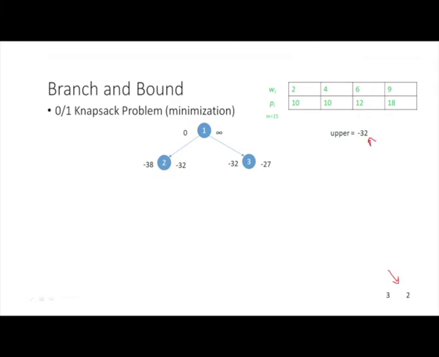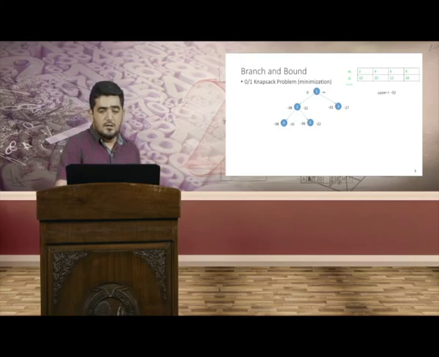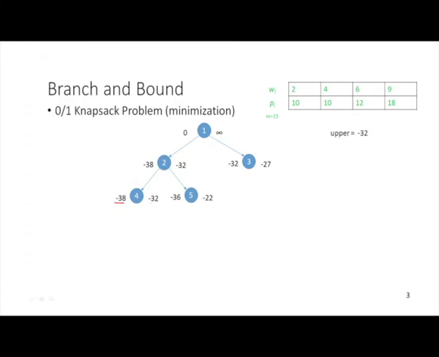We are getting minus 32 to be the lowest upper bound. Now we choose node number 2 from the queue. From this queue we choose node number 2 and expand it, generating its children. Again, this is the lower bound for this particular node, and this is the upper bound. Similarly for this node, minus 36 is the lower bound and minus 22 is the upper bound.